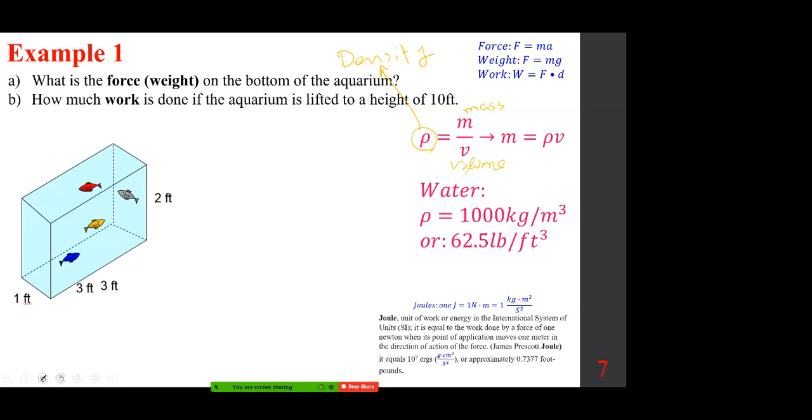So I want to make sure we understand what this means. When we say rho is 1,000 kilograms per cubic meter, that means 1 cubic meter of water has a mass of 1,000 kilograms. Now, in the old British system, it translates to 62.5 pounds per cubic foot.